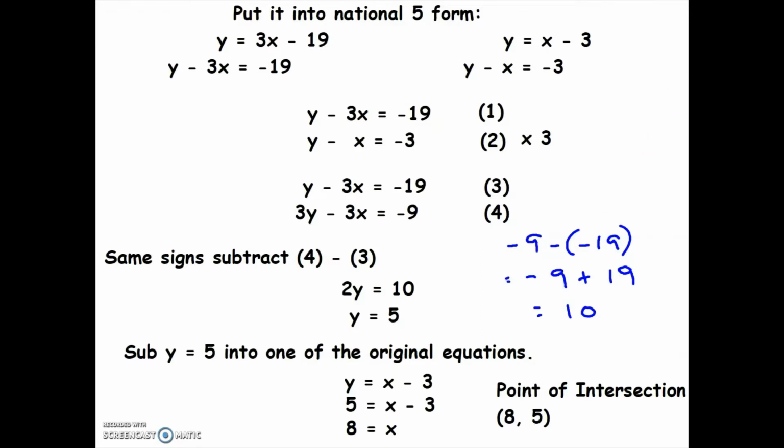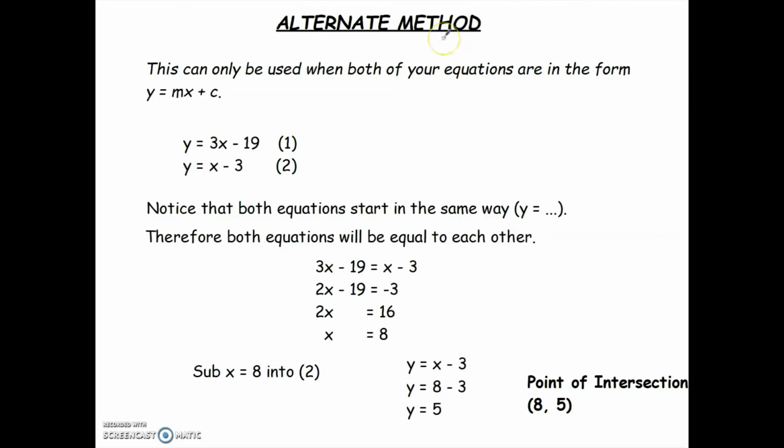So, what you can do is, this is a form that works when both of your equations are in the form y equals mx plus c. And notice that's what you've got here, because you had y equals 3x minus 19 and y equals x minus 3. Now notice that both equations start in the same way, i.e. y equals, and then it gives you an equation. Therefore, what we can do is, we can set them equal to each other, because if these are both y equals, then 3x minus 19 has got to be equal to x minus 3.